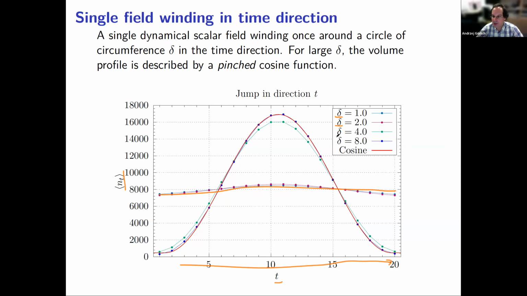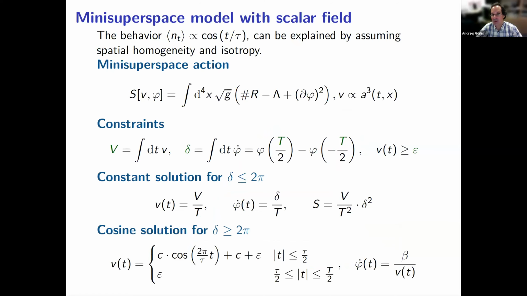But once we cross the threshold and go to larger deltas, we observe a cosine volume profile, not cosine cubed, but cosine. But there is a clear jump. So it seems like a first order transition from a constant solution to a cosine solution. And can we explain this?